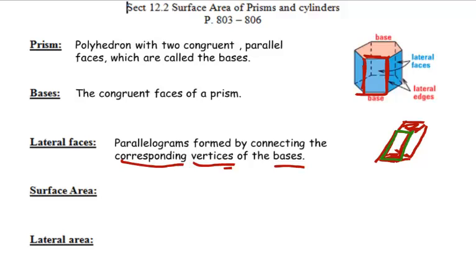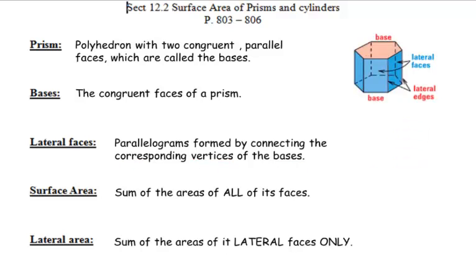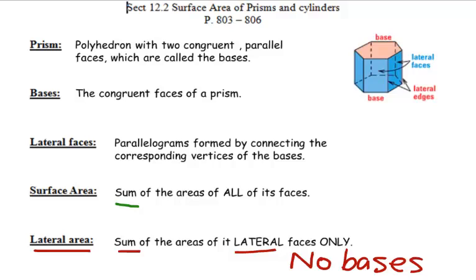Okay, next slide. Surface area is the sum of all the areas of all of the faces. Top, bottom, all the sides. Now the lateral area, when we talk about lateral area, it is the sum of all of its lateral faces only. So you might want to also write in no bases. So we find the sum of all of the sides, the lateral faces, and we don't include the base, the top or the bottom base.